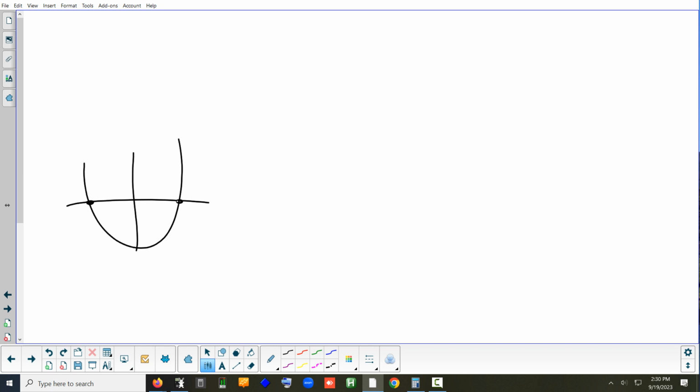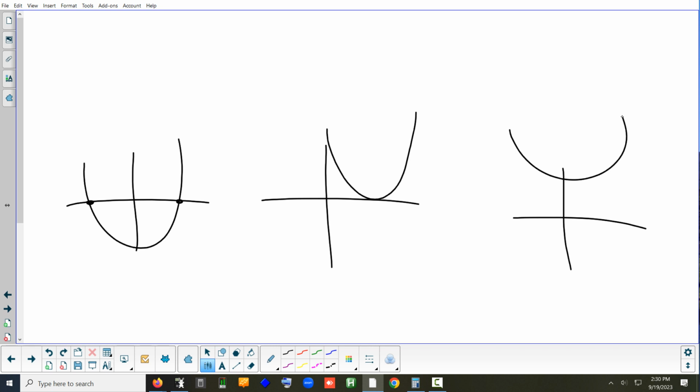So parabolas can have 2 zeros. Parabolas can have 1 zero if they just come down, touch the axis, and go back up. Or parabolas can have no zeros. There is no number you could ever plug in for x here and get a y value of 0 because it's been shifted up.